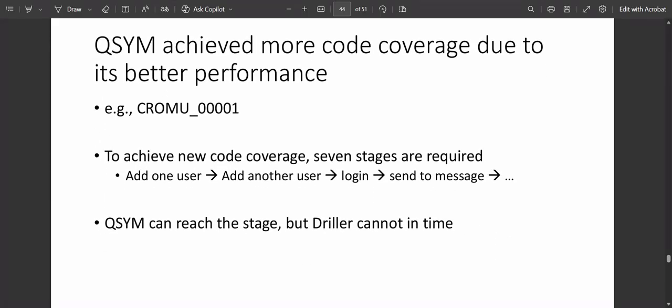QSYM achieved more code coverage due to its better performance and it takes less time to solve all the cases. To achieve new code coverage, 7 stages are required, as you can see on the screen: add one user, add another user, login, send a message, and a few more steps after that. QSYM can reach a stage where Driller cannot reach in the same period of time that is given to both systems.